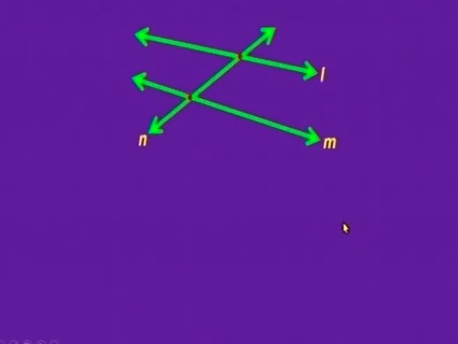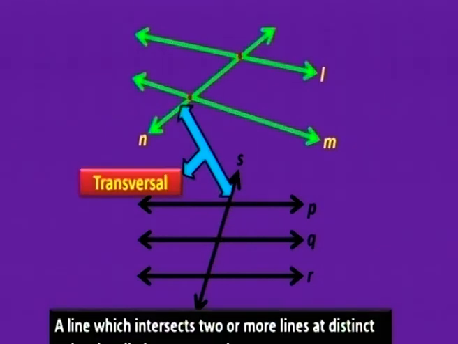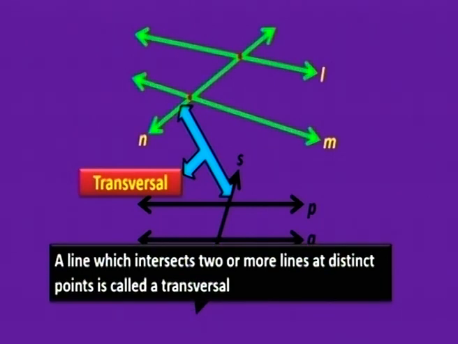Now let us mark these lines as L, M and N. N is a line which is intersecting these two lines L and M at two distinct points. Here you can notice with red mark, these are two distinct or different points. Now take a look at another example where we have lines P, Q and R. These three are intersected by another line S at three different points. So a line which intersects two or more lines at distinct points is called a transversal.